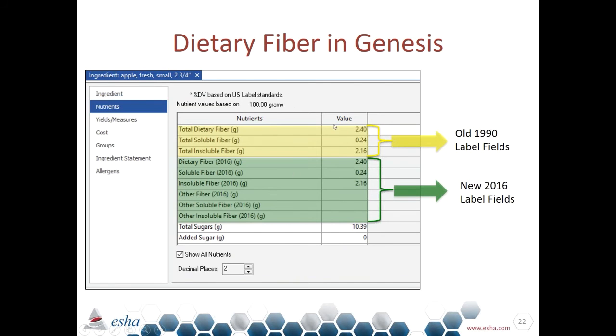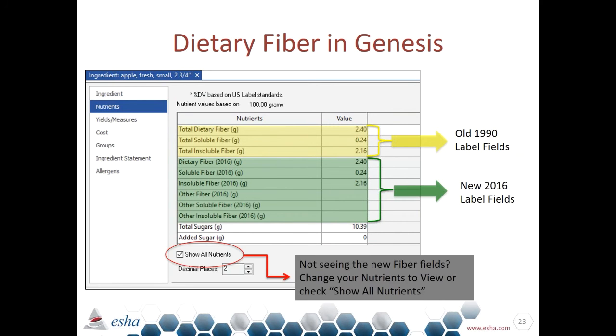This is what it looks like in Genesis. So the yellow field at the top will be the old fields, as you can see, pulling toward the old 1990 labels. And the additional 6 items here will be the top 3 dietary fiber 2016, which is the mandatory, will pull forward to the new label. Soluble fiber 2016 and insoluble 2016 are not mandatory, and they were always voluntary. So that same holds true for the old and the new label. However, those would need to be populated here if you want that to show up voluntarily on your new label. If you happen to not be seeing the new fiber fields, remember that Show All Nutrients needs to be highlighted.